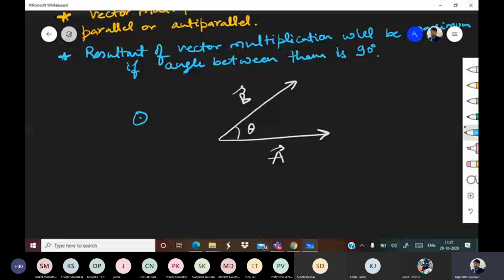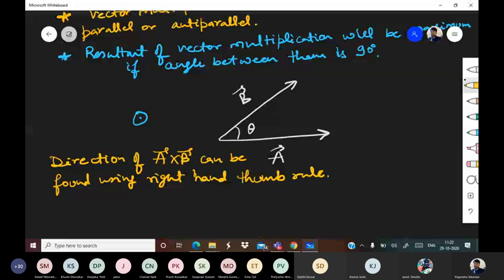So the direction of A cross B can be found using the right hand thumb rule. Understood, everyone?